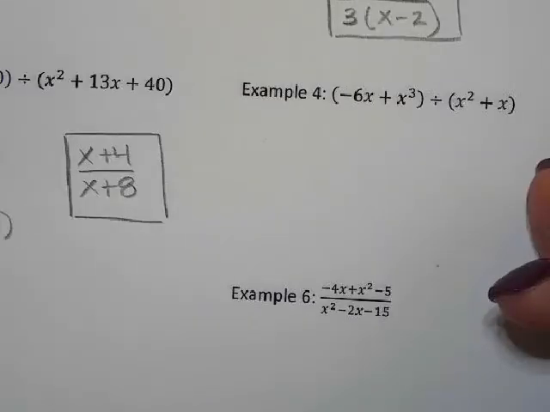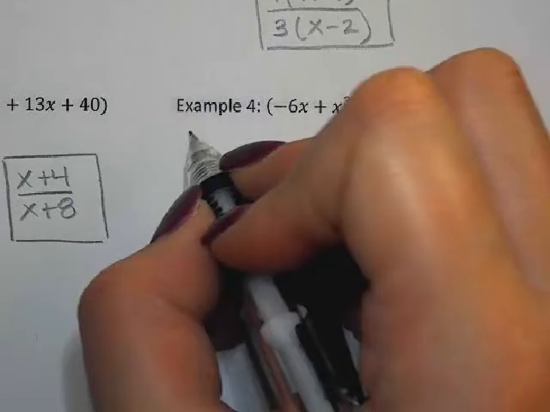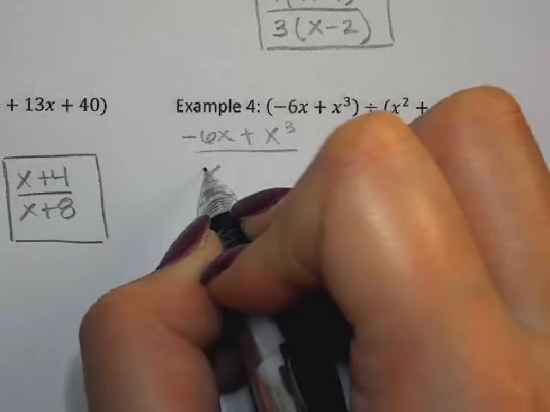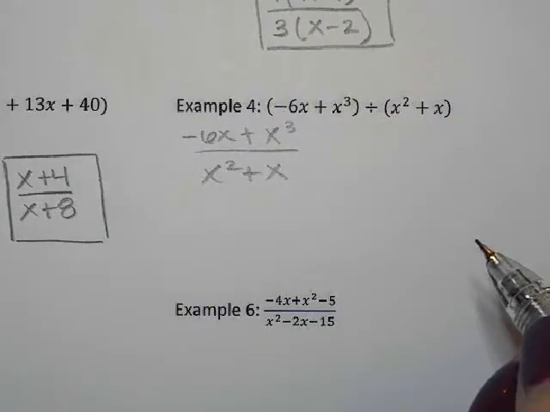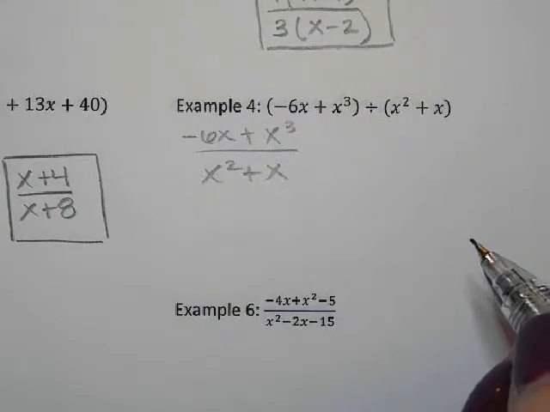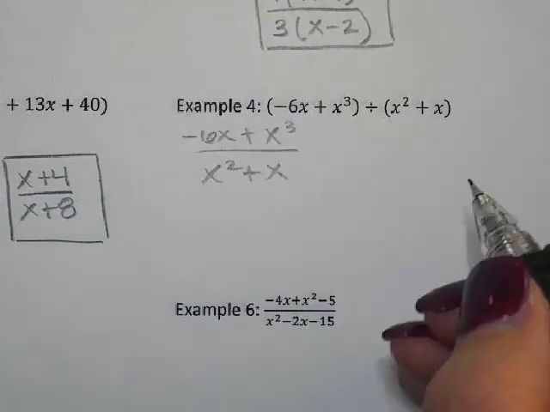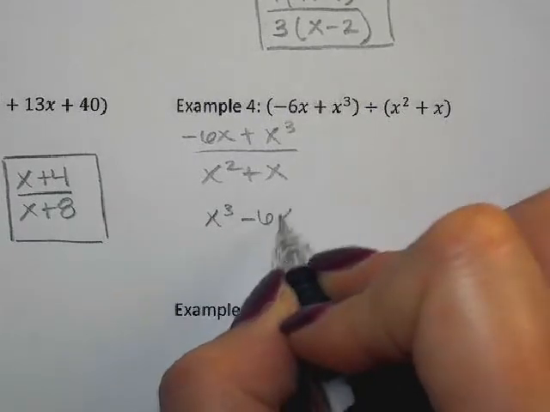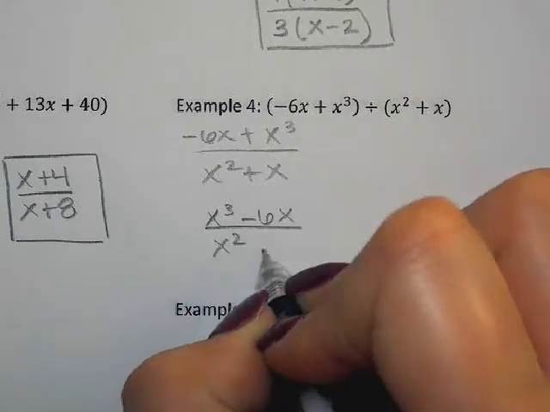All right, for the next problem, example 4, what do we have to do? Yeah, write it as a division problem. So I have negative 6x plus x to the third divided by x squared plus x. What do I have to do next? I have to put it in descending order. So the top is written in an incorrect order. I have to put the x to the third first, and the minus 6x goes second. And then I have x squared plus x.